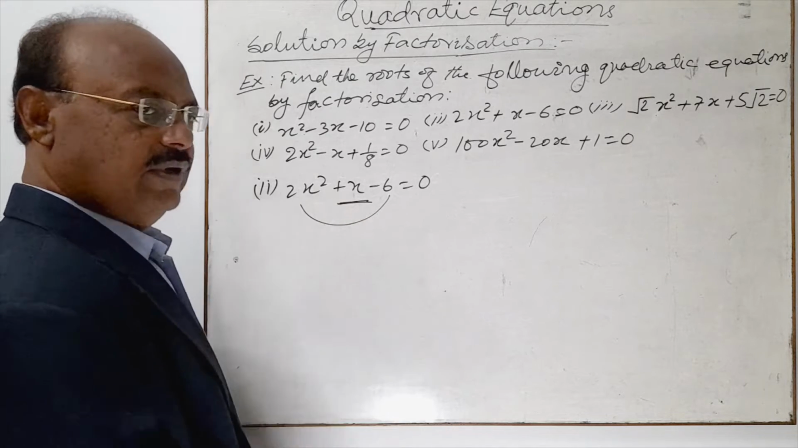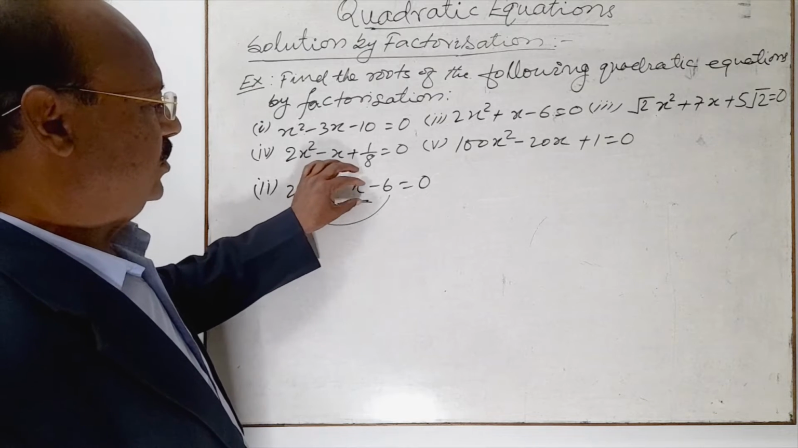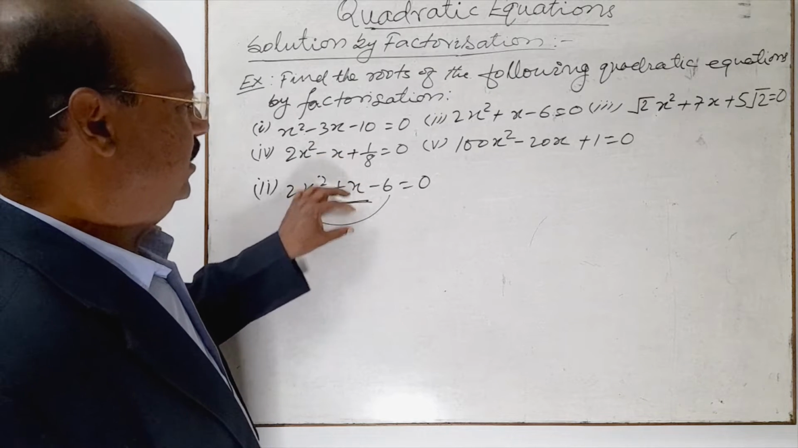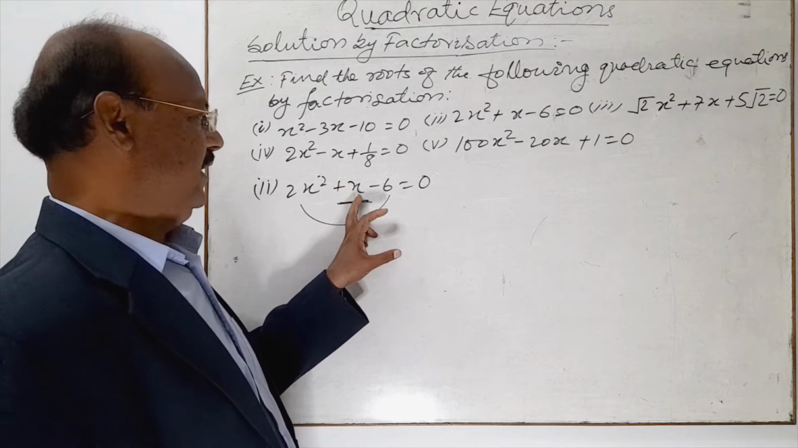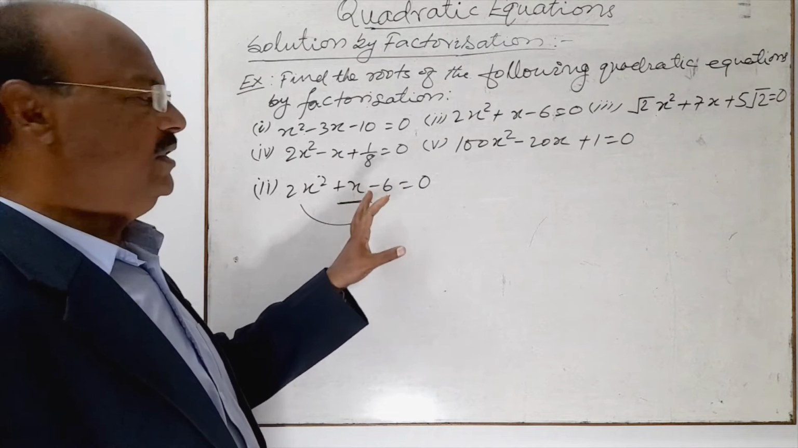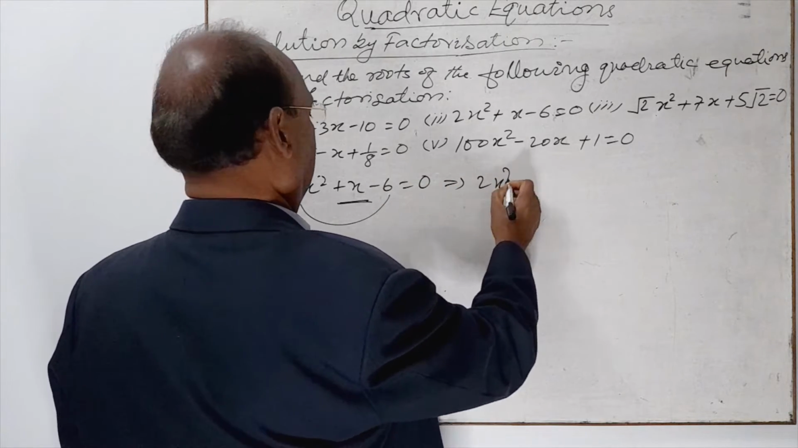You also have to take care that after adding or subtracting the two terms which will be split up here, the value will remain the same, that is, the value will be x. So let us try for this. So you are getting here, this is 2x square.